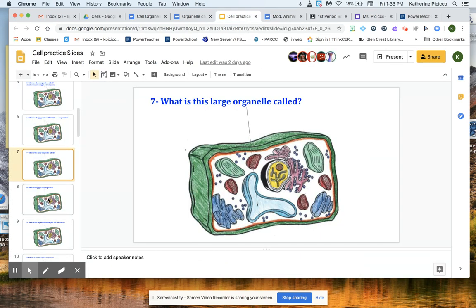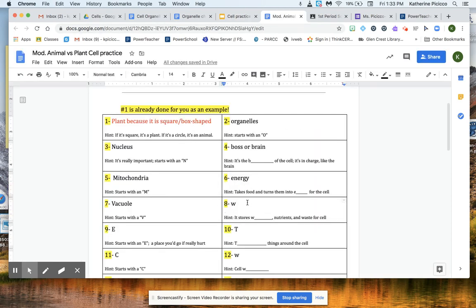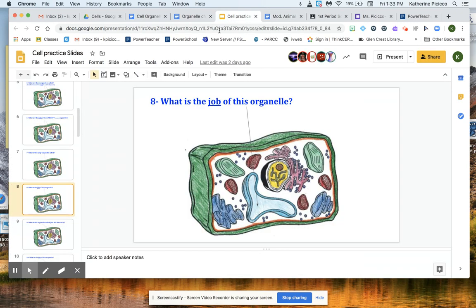And then number eight, the job of this organelle, it kind of does what it looks like. Think about it. If it kind of looks like a pool, what does a pool do? It holds water, right? Well, if this is a plant cell, think about how much water plant cells need, right? They need a ton. So right here, we have what's called a vacuole. Its job is to hold water for the cell. Okay, sometimes it holds waste and food, but mostly water. So that's what I'm going to type in. It stores water and nutrients for the cell. Okay. All right.